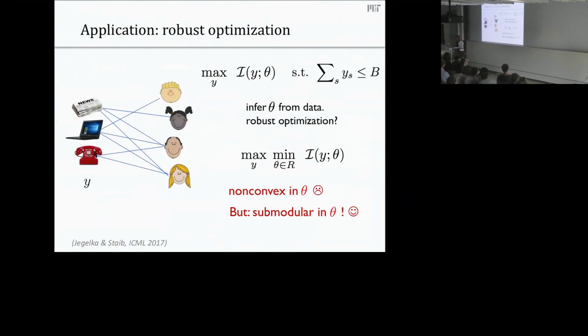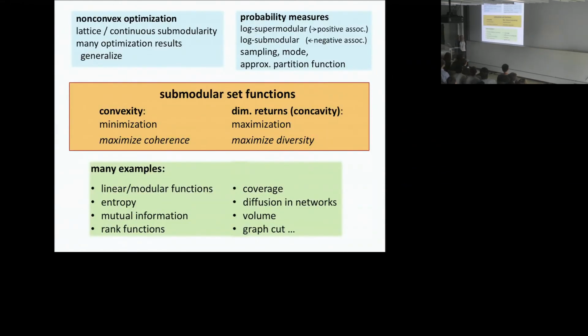Okay, I'm going to skip the application of this. You can look at it in the slides. And with that, let me just conclude. We talked about a lot of interesting details about submodular functions. There's an interesting class of set functions that have relations to both convex and concave functions. Convexity you use for minimization, concavity for maximization. There are lots of examples of submodular functions that are relevant for machine learning in many different settings. There are also relations to probability measures that have log-submodularity or log-supermodularity, and relations to non-convex optimization. This is the big picture of everything we talked about in this lecture. And with that, I just want to say thanks.